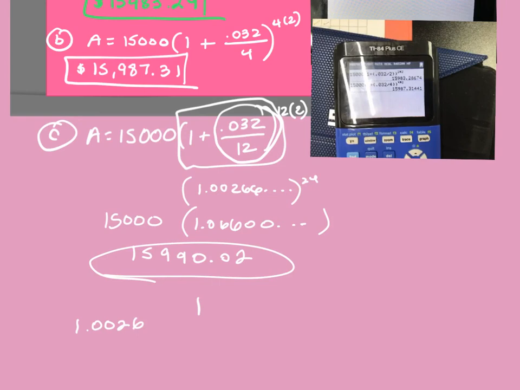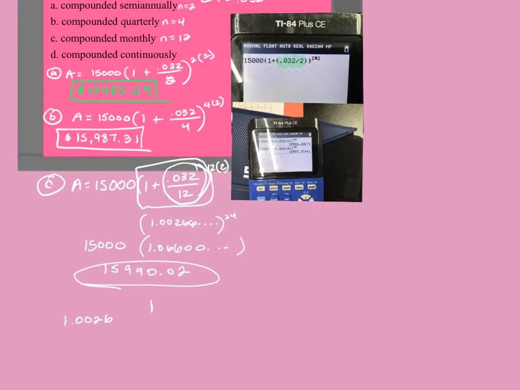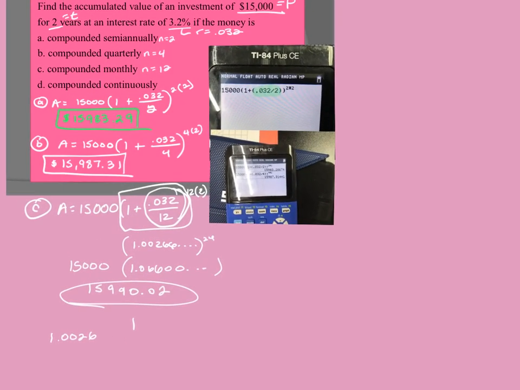15,990.02. So again, my advice is make sure you know how to do this on a graphing utility if you have it, and also on a scientific calculator, because there's going to be times in which you can't have that graphing one and you need to make sure you get the same answer. Okay, so those are compounded monthly. That was monthly, the last one.